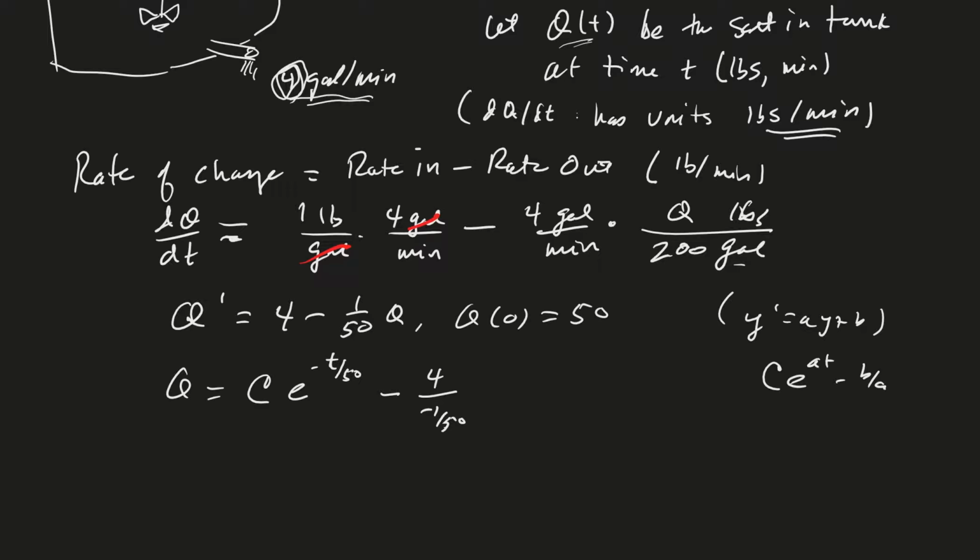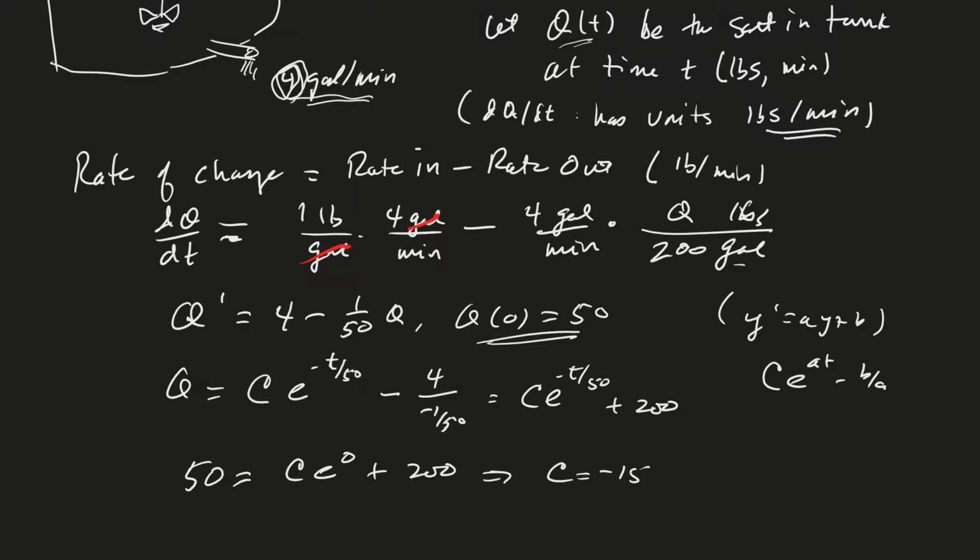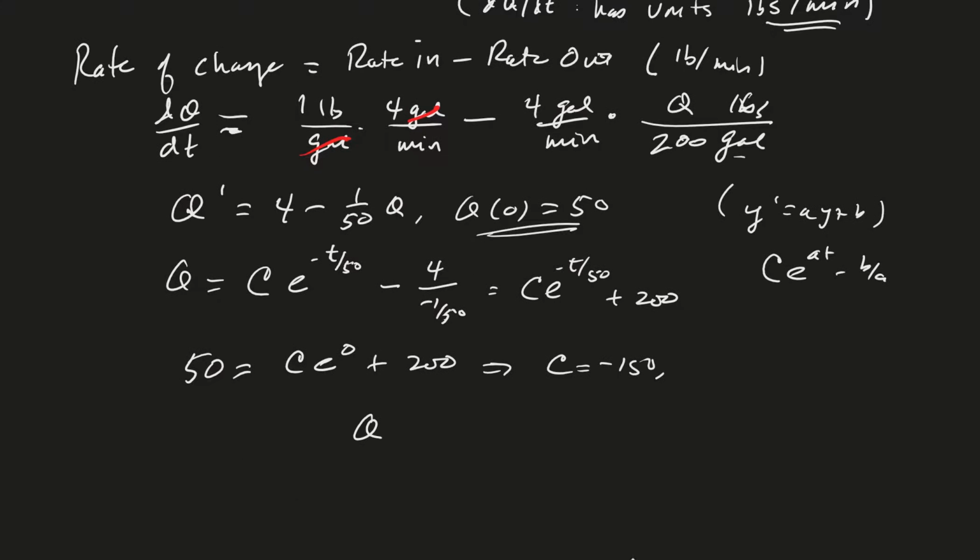All right, and so simplifying that, we get 200. Now we have our initial condition to put in. So if I put that in, I get that 50 is equal to C e to the 0 power plus 200. So C is equal to minus 150. And that gives me my final full equation. Q of t is equal to minus 150 e to the minus t over 50 plus 200.